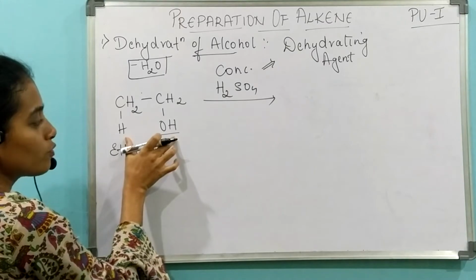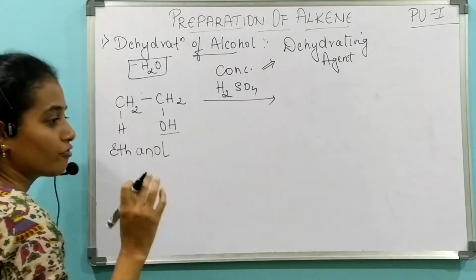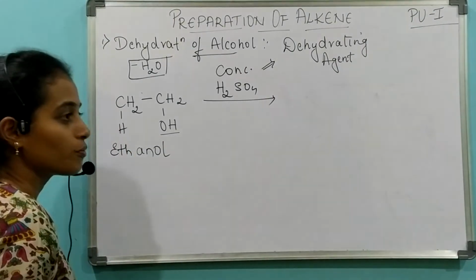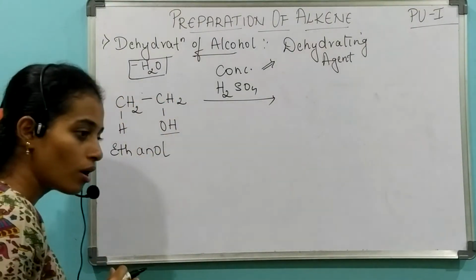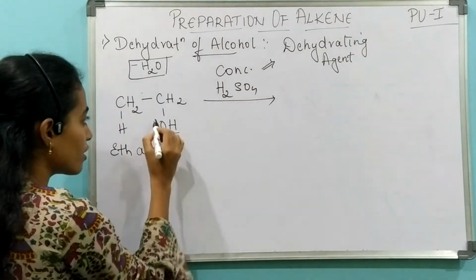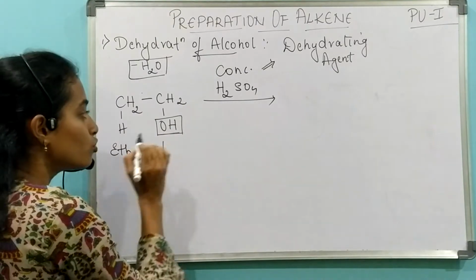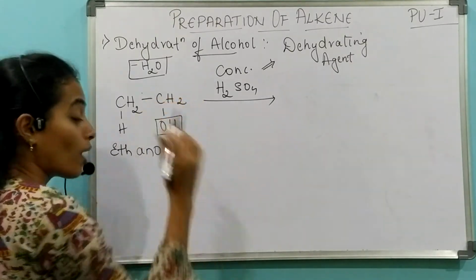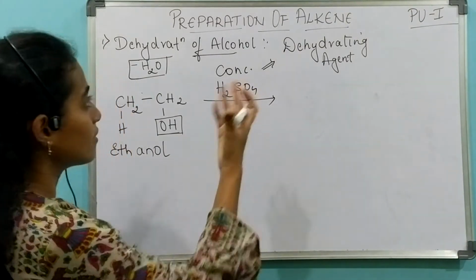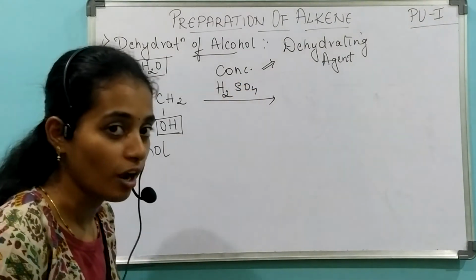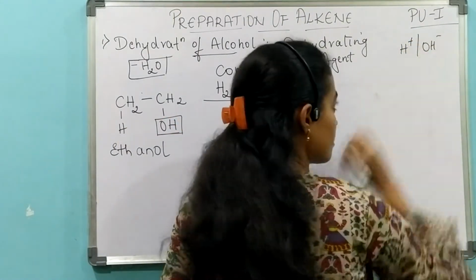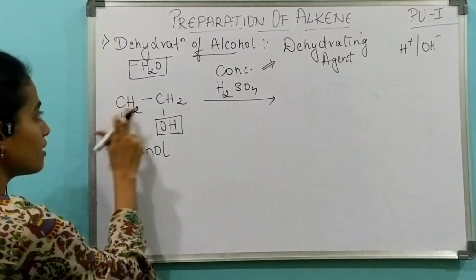From where are you going to remove the water molecule now? You have to remove H2O. H plus and OH minus will be removed from this particular alcohol from the adjacent carbons. See, here you have OH. Do not take the hydrogen from the same carbon, because it becomes highly unstable and you are not going to get your alkene there. So what you have to do is remove one H plus and one OH minus from the adjacent carbons.